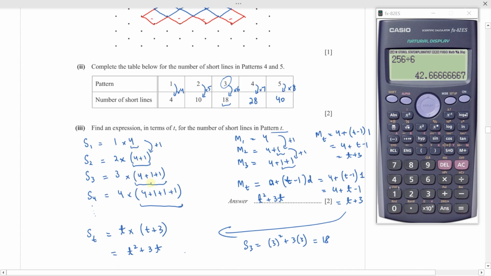So 4, 4 plus 1, 4 plus 1 plus 1, 4 plus 1 plus 1 plus 1. So that gave you t plus 3. So for the tth term, you multiply this with this, which gives you t square plus 3t.